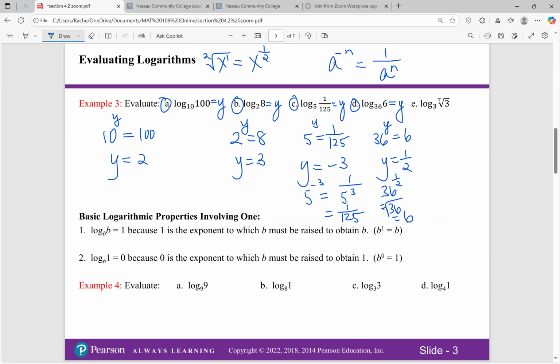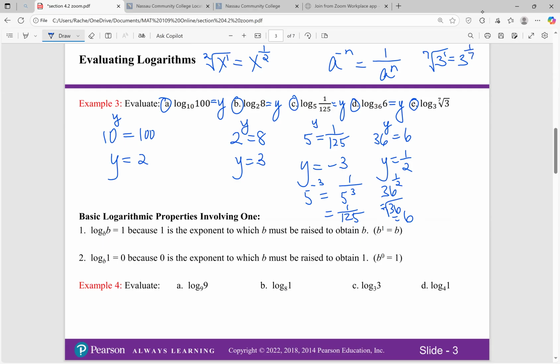And let's do one more. So log base 3 of the 7th root of 3. And another way to write the 7th root of 3, we were just talking about it, right? That's like 3 to the 1, and n is 7. Let me just write this a little bit further away from the radical. This is the same thing as 3 to the 1/7.